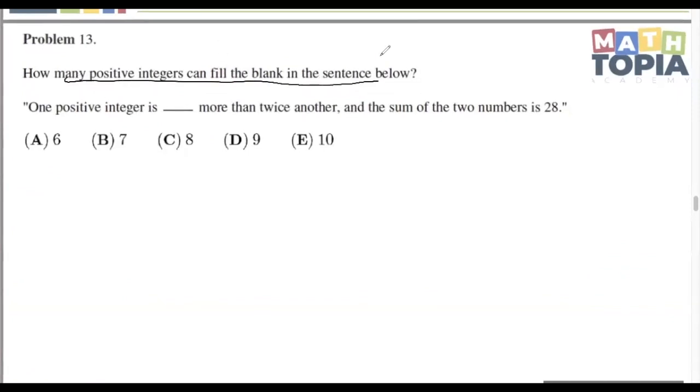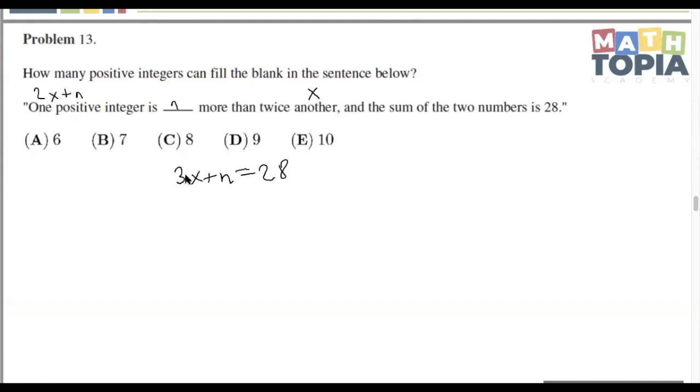How many positive integers can fill in the blank? Well, one positive integer is blank more than twice another. Let's call this number n, and let's call this other positive integer x. So then this new positive integer would be 2x plus n. It would be n more than twice x. And the sum of these 2 numbers would give us 3x plus n, and that would be equal to 28. So the question is, what kind of numbers n would give us the sum of 28?